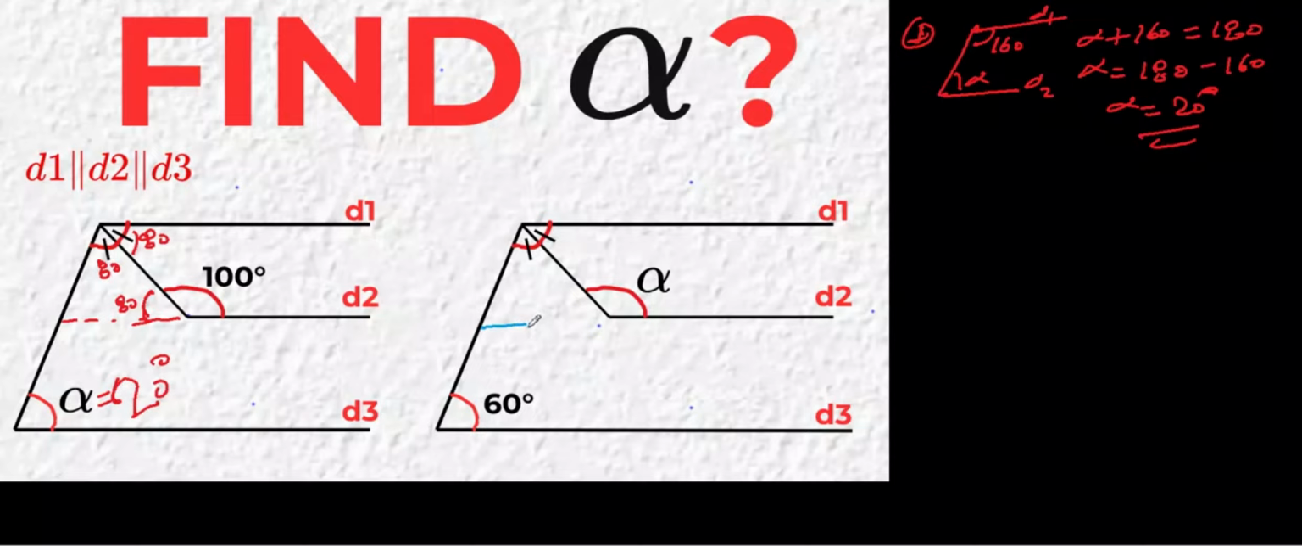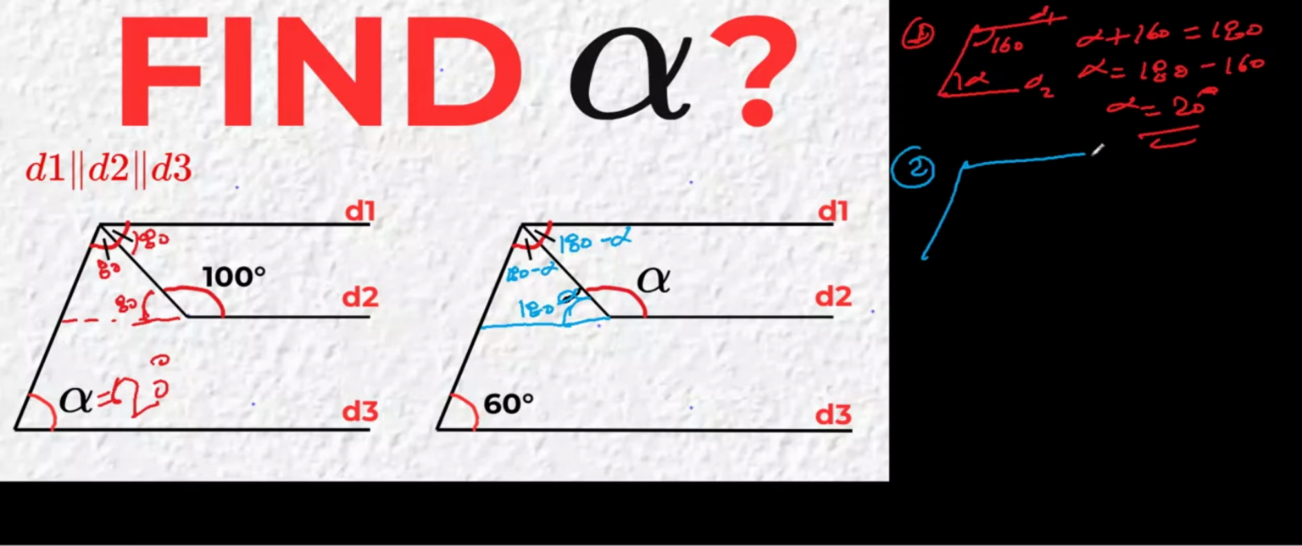If you extend this one and create a straight line here, this will be how much? 180 minus alpha. This one also is the same thing. If this one is 180 minus alpha, this one will be 180 minus alpha. This one also is 180 degrees minus alpha. So that means 60 degrees, the same thing.